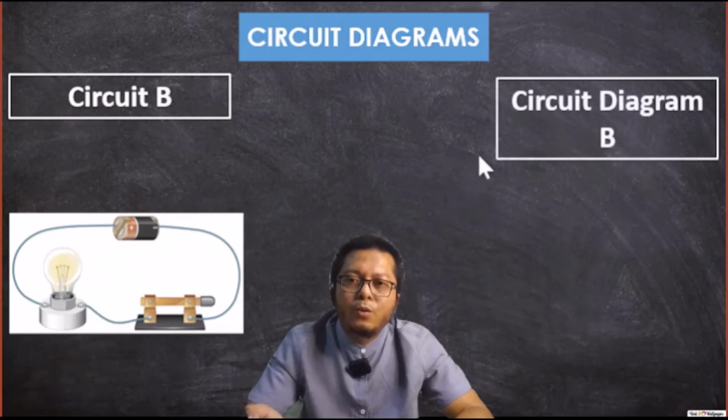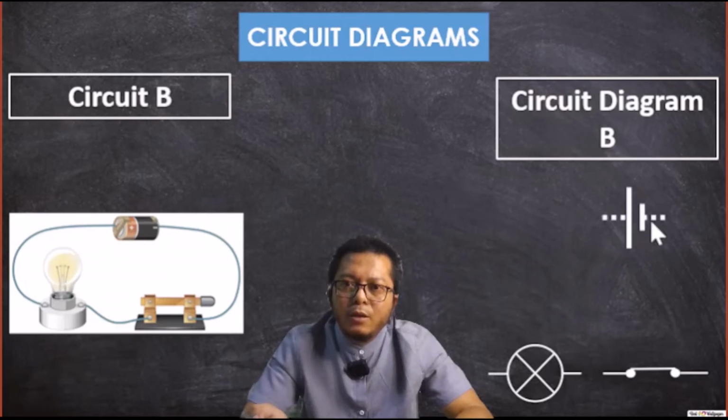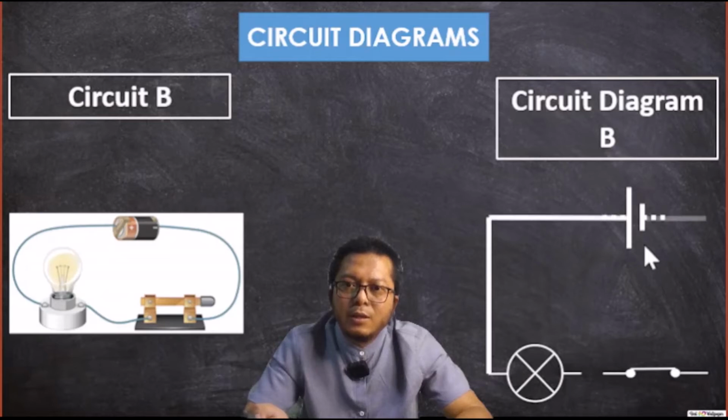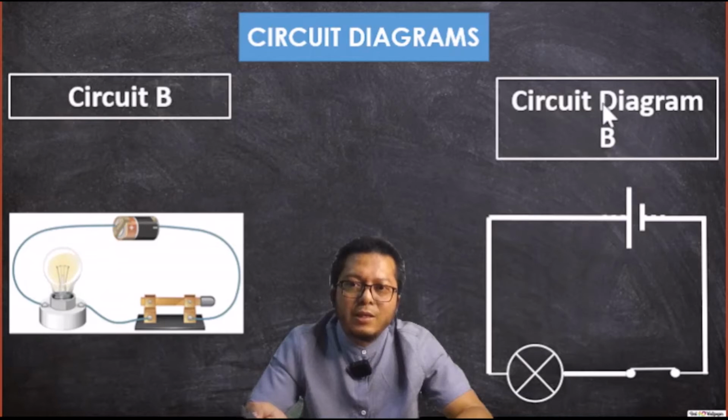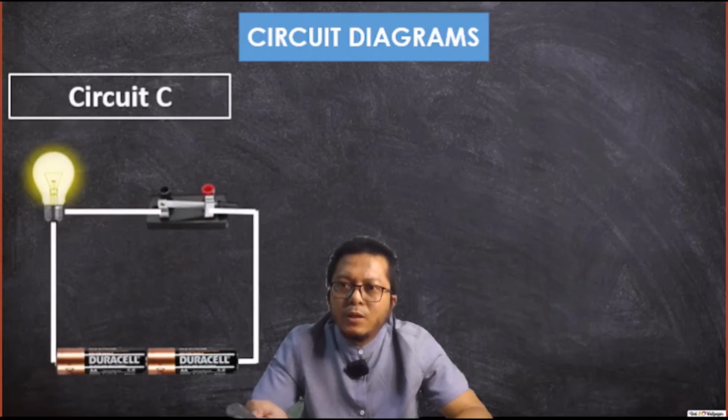So the drawing would be light bulb. This is the light bulb, closed switch, and a dry cell. So we connect it with lines and finish. So this is the diagram for this circuit. So tidak payah lagi lukis macam mana, we don't need to draw like this, we only draw here circuit diagram. Okay, much easier. Okay, we shall move on to another circuit C.